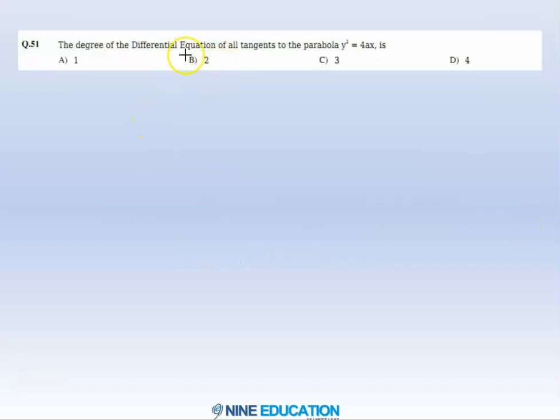Question number 51: the degree of the differential equation of all tangents to the parabola y square is equal to 4ax is. So on this parabola, any tangent equation can be written as y is equal to mx plus a by m. This is the standard thing that you need to remember, where m is a parameter basically.